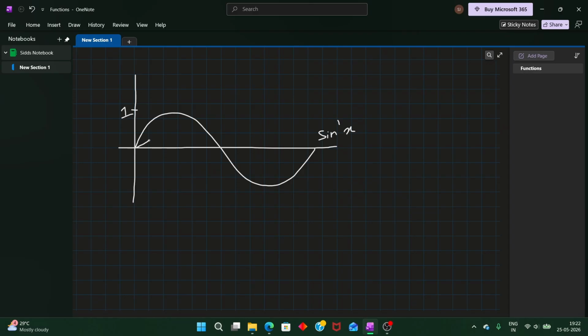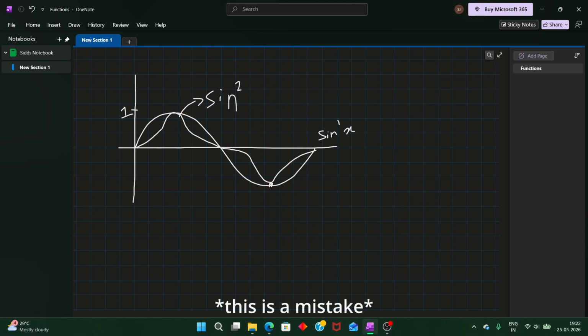So these are all smaller numbers, but 1 square is just 1 again. And I'm going to get something like this. Well, my graph is not great, but it should be connecting over here. So it looks as though, here, this is your sine square. It looks as though it became just a little bit sharper.